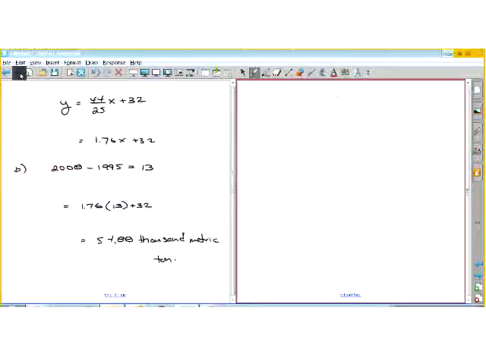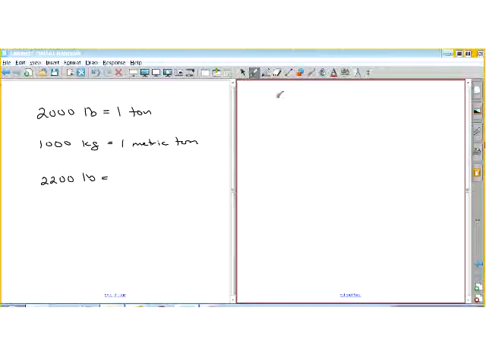What is a metric ton? Well, 2,000 pounds equals 1 standard ton. 1,000 kilograms equals 1 metric ton. And it turns out 1 kilogram is 2.2 pounds approximately. So 1,000 kilograms is equivalent to 2,200 pounds. So you see a metric ton is going to be about 10% more than a standard ton.